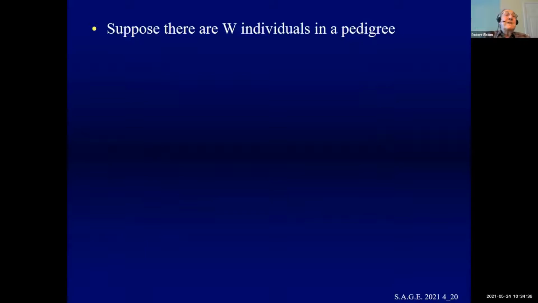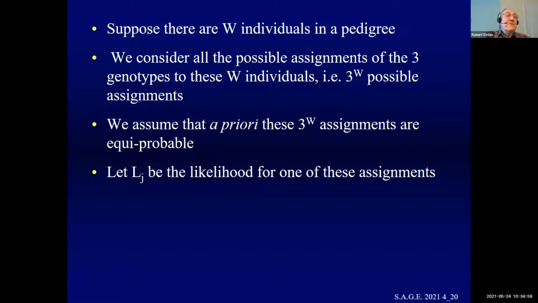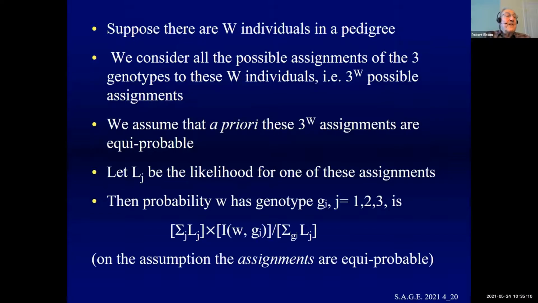We suppose there are W individuals in a pedigree, and this is expanding what's at the end of the Elston-Stewart paper. We consider all the possible assignments of the 3 genotypes to these W individuals. In other words, there are 3 to the power W possible assignments. And then we assume that a priori, these 3 to the W assignments are equiprobable. So let L_J be the likelihood for one of these assignments. Then the probability W has genotype GJ for J 1 to 3 is given by this.